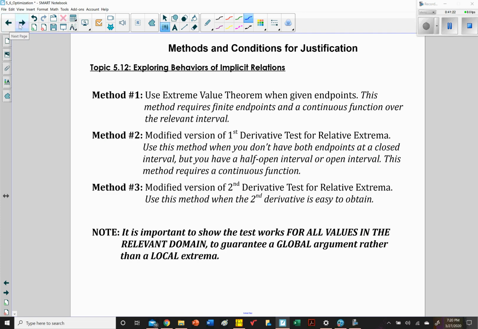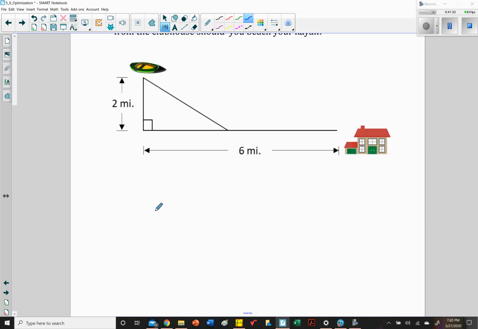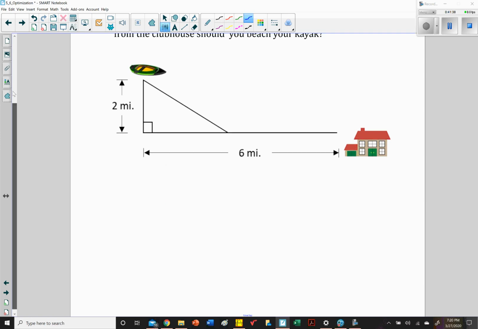So again, some methods for reading that I'll save for you. And here goes a shortest distance problem. This is a real problem in business and industry. Let's read the question.